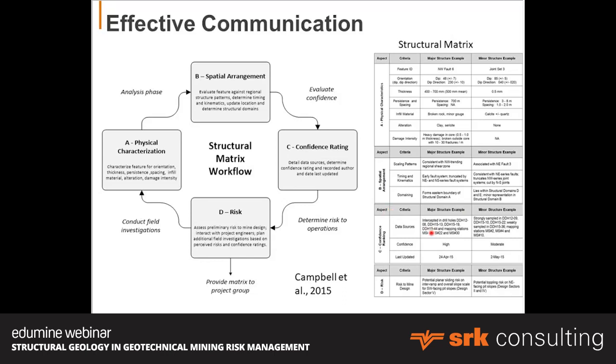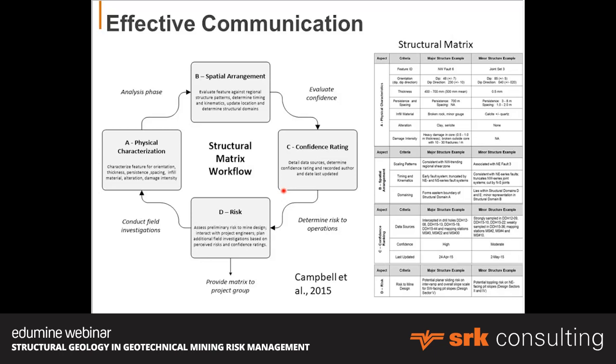So what data was informing your interpretation? How many drill hole intersections? What mapping? Was there LiDAR information? Were there satellite images? What was it that helps you define the continuity of your major structures? You can do the same with your minor structures. So we're talking about the physical characters, the spatial arrangement, the confidence.